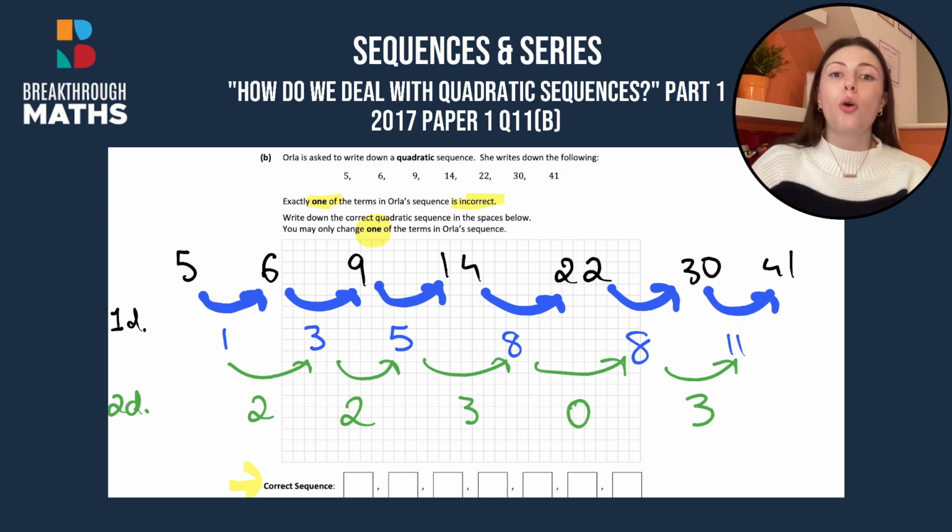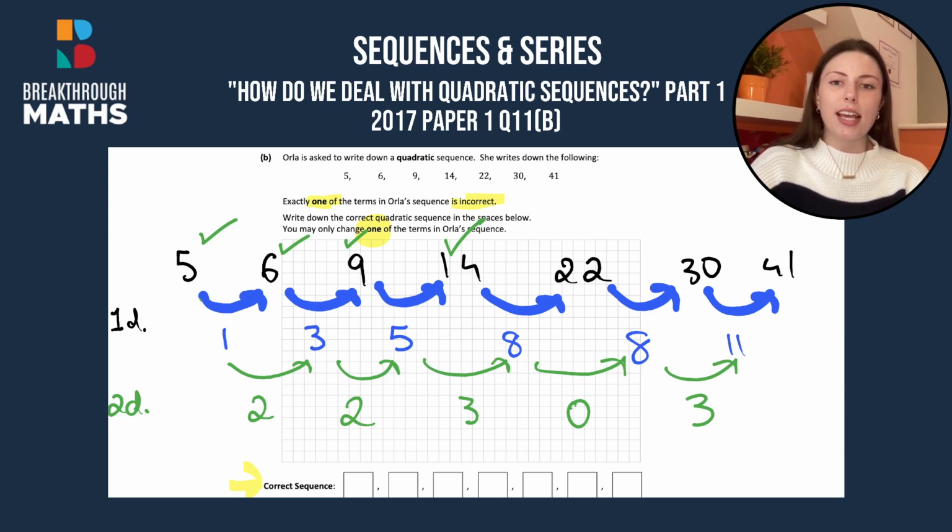But we were told one of the terms is wrong. So which ones are right? Well, we know 5, 6, and 9 all seem right because they give us a second difference of 2, excuse me. So the second difference between 5 and 9 gives us 2, and also up to 14. So we can see the difference between 9 and 14 is 5, and then 5 minus 3 gives us the 2. So it's from the numbers onwards here that we start to have an issue.